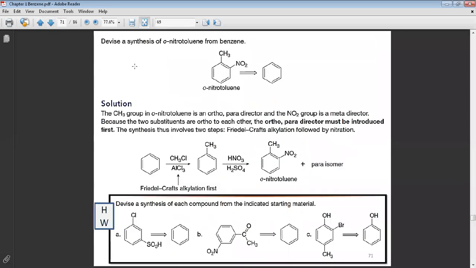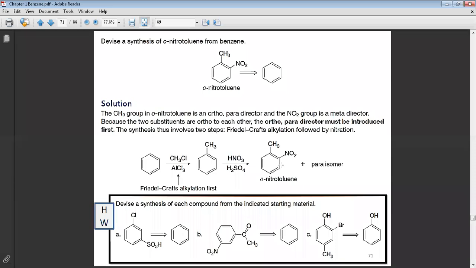Now, take this example: synthesis of ortho-nitrotoluene from benzene. Look, for example, if you want to make this alkylation, it will be toluene. Then nitration. The orientation of the alkyl group is what? It is ortho-para. Yes, nitration, that means we have NO2 on the ortho, also another isomer, but the NO2 on the para, okay? That means this is good.